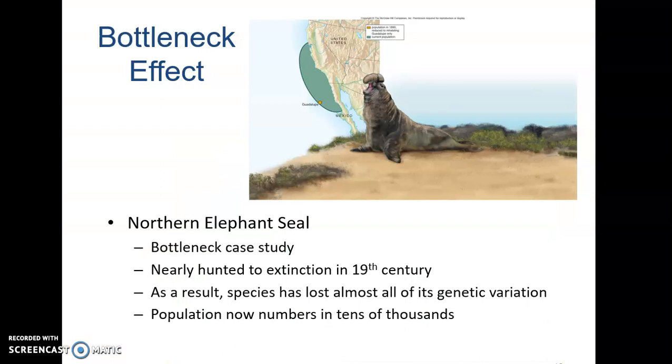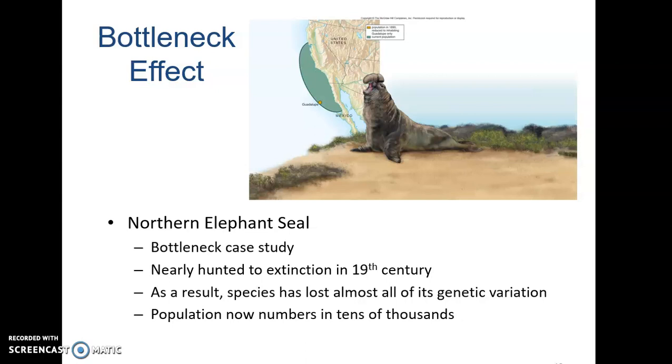A good real-life example here is what happened to the northern elephant seal. It's called an elephant seal because it has a trunk-like nose. This is a good example of the bottleneck effect. These animals were nearly hunted to extinction at the beginning of the 19th century. We were down to just 20 individuals. These guys were a good source of blubber. One male provided about 25 gallons of oil, so they were hunted ruthlessly.